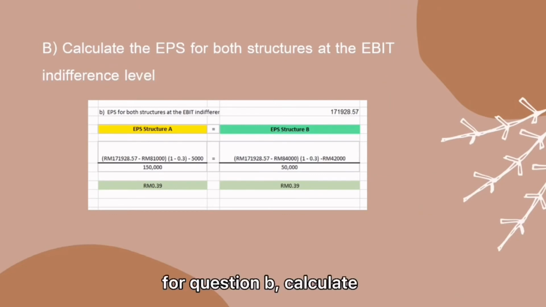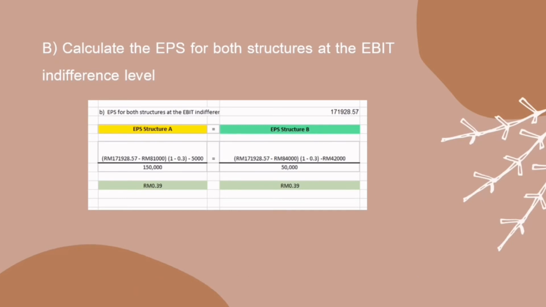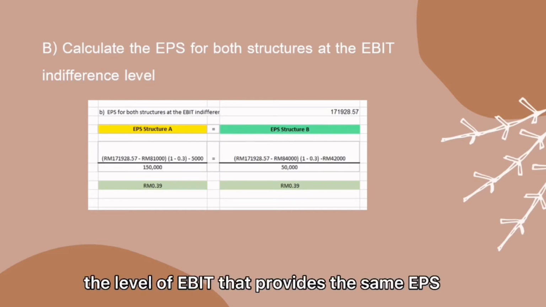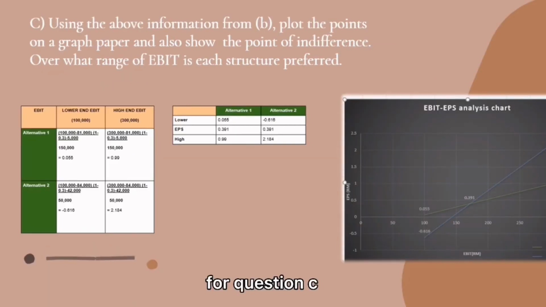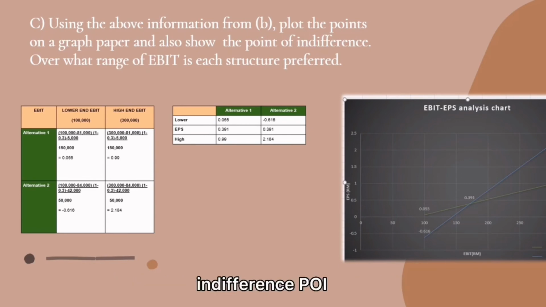For question B, calculate the EPS for both structures at the EBIT indifference level. The total amount of each must be equal because it is determined by finding the level of EBIT that provides the same EPS for two financial plans. For question C, from question B, I will plot the points and show the point of indifference, POI.